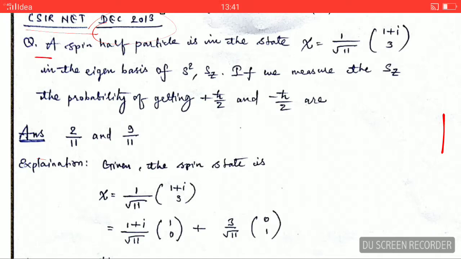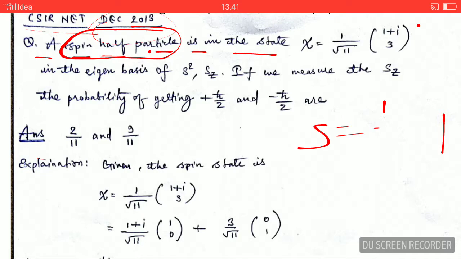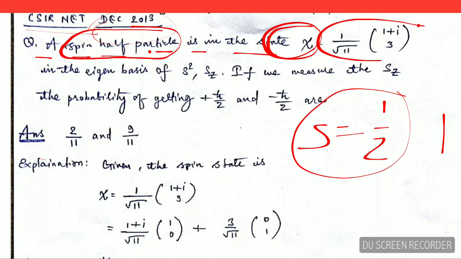A spin half particle is in the state. Spin half particles are those particles which have the value of spin equal to 1/2. So these are called spin half particles. So the spin half particle is in the state, and the spin state is given by this. So this is the spin state of the spin half particle.